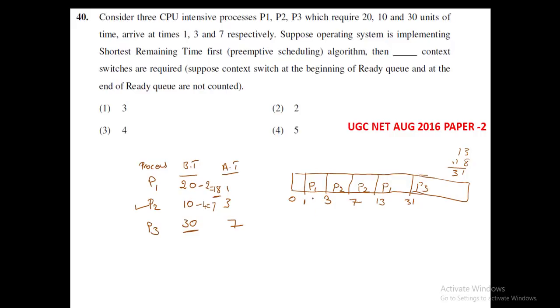Now see what the context switches are here. There is a context switch from P1 to P2, and from P2 to P1 there is a context switch, and then P1 to P3 is a context switch, right? So there are 3 context switches, and the answer for this question is option number 1.